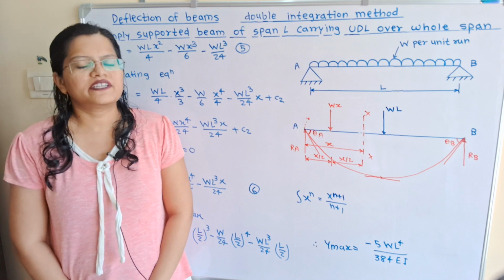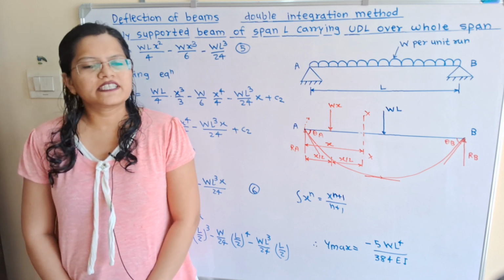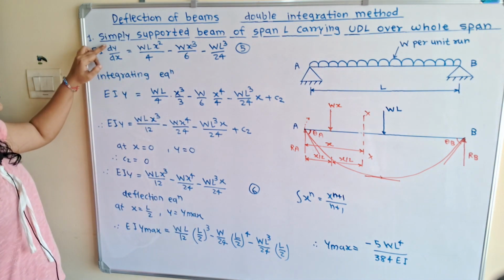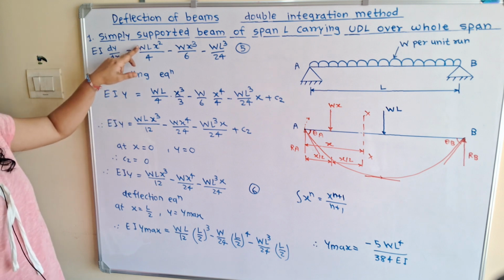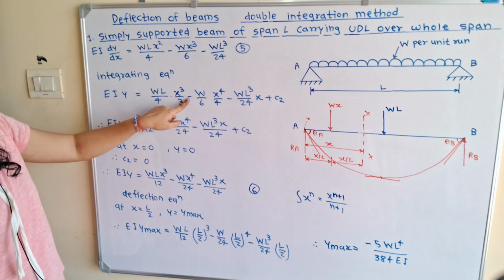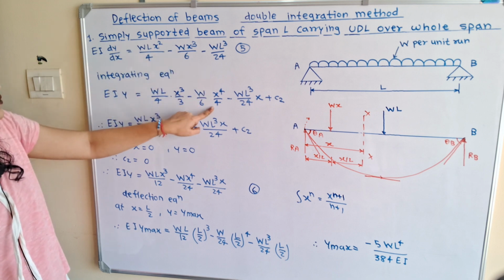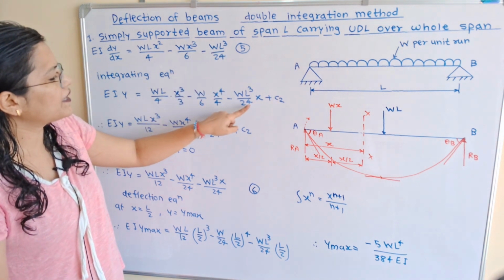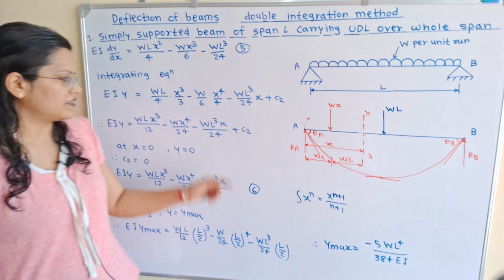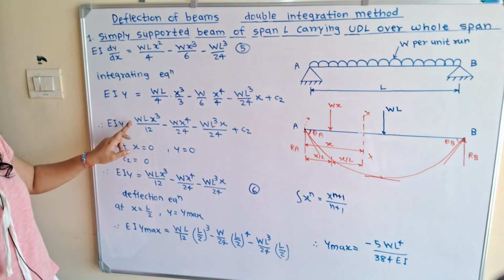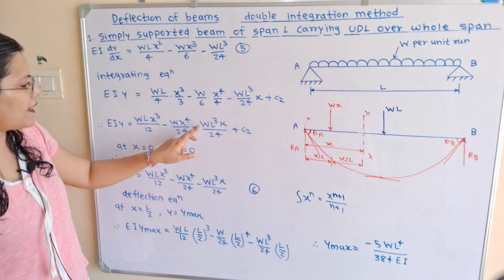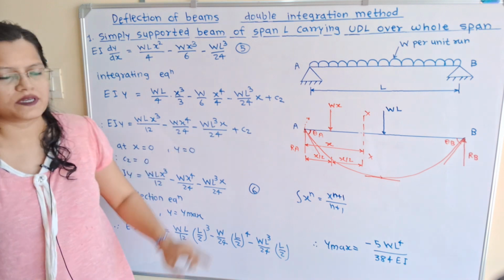Now we will calculate the deflection by integration. We will take integration on both sides of the slope equation. So we will get EI integral of dy by dx, that is y, is equal to WL by 4, which is constant. Now the integration of x square is x cube by 3, minus W by 6 times x raised to 4 by 4, minus WL cube by 24 times x, plus C2, where C2 is the constant of integration. Now we will simplify this. So EIy is equal to WL x cube by 12 minus W x raised to 4 by 24 minus WL cube x by 24 plus C2.